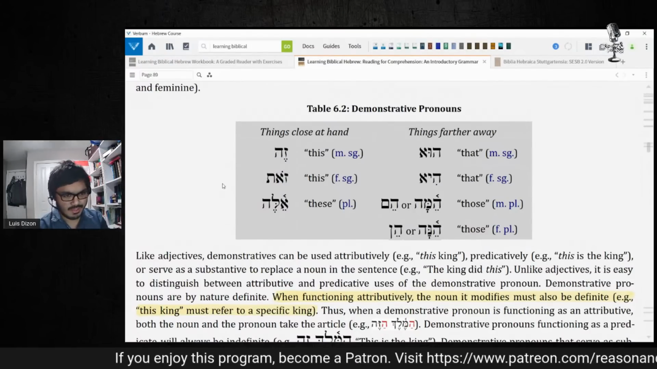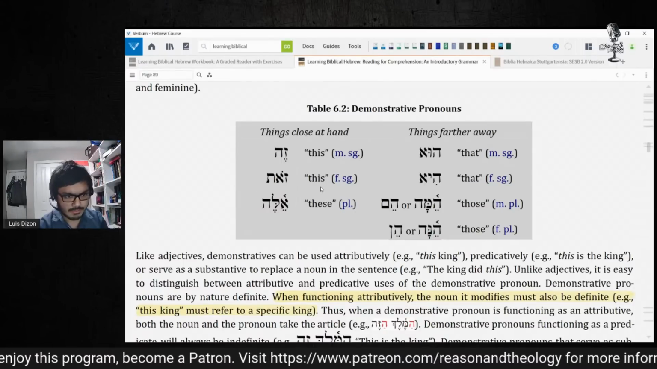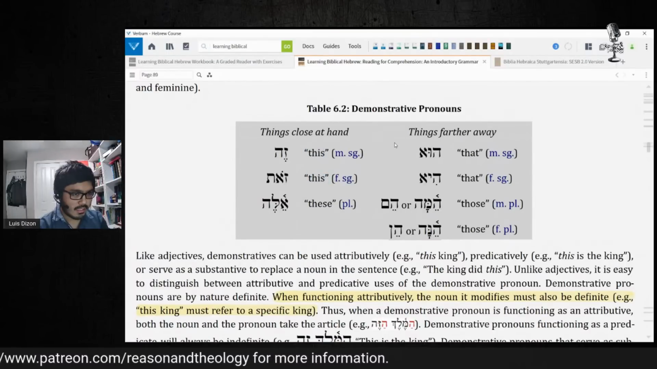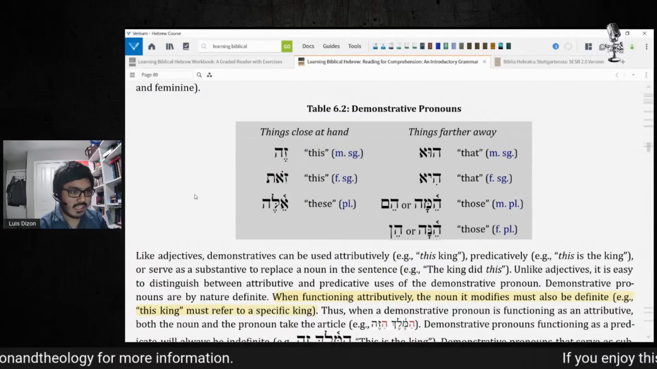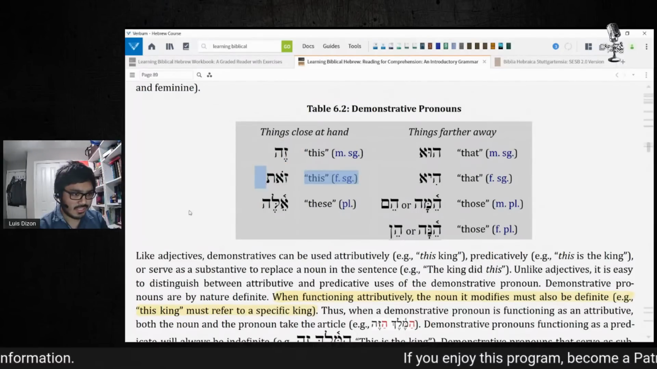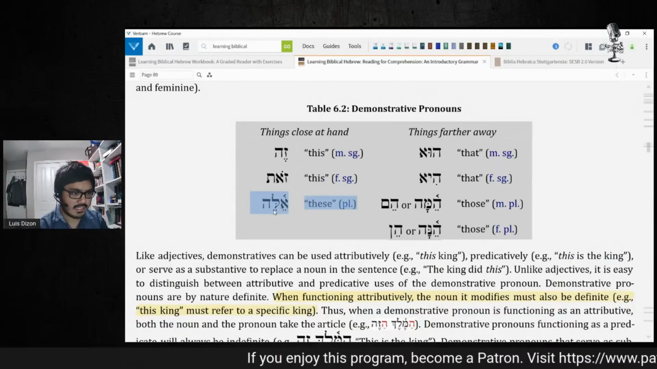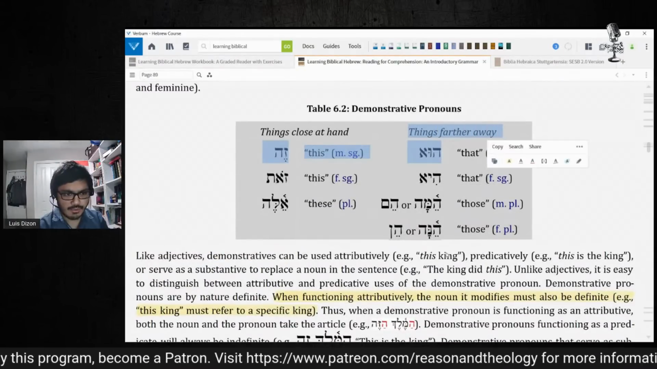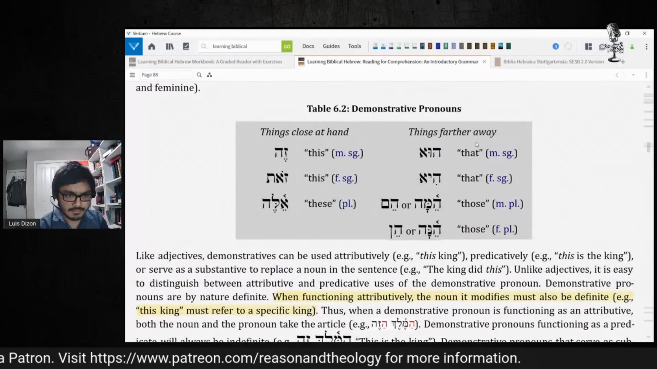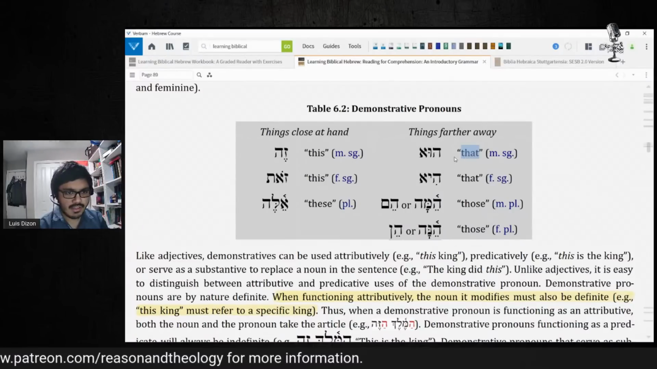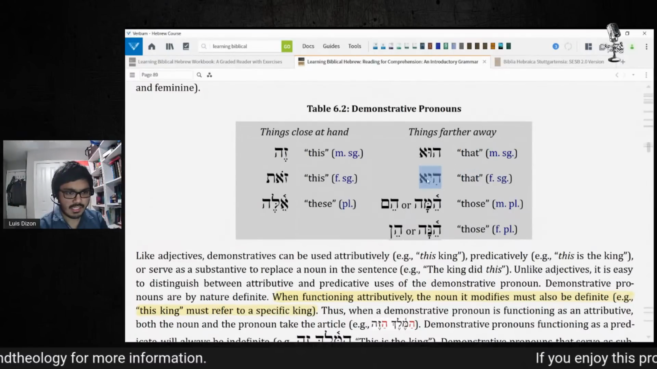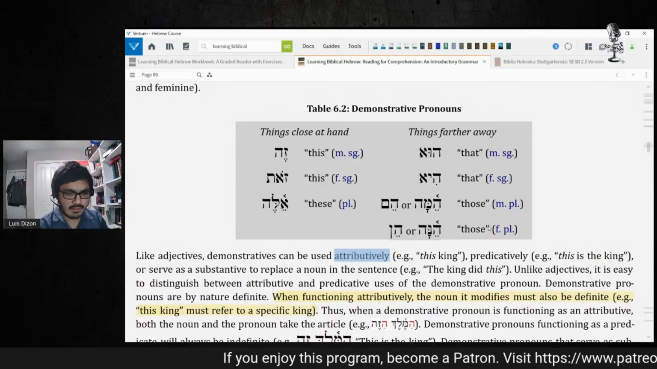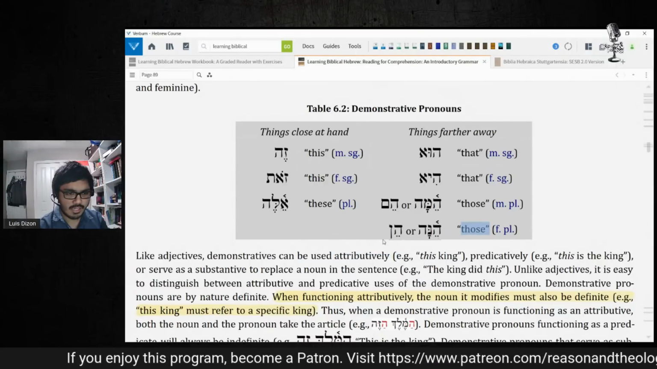In Hebrew, we have a few more than that, because in Hebrew, we distinguish between masculine and feminine. So a masculine this is ze, a feminine this is zot, and then plural is ele, and it's the same for both genders. But then for things that are far away, we find something interesting here, okay? A singular that is hu, a feminine that is hi, a plural that is hema or hem, and a feminine those is hena or hen.